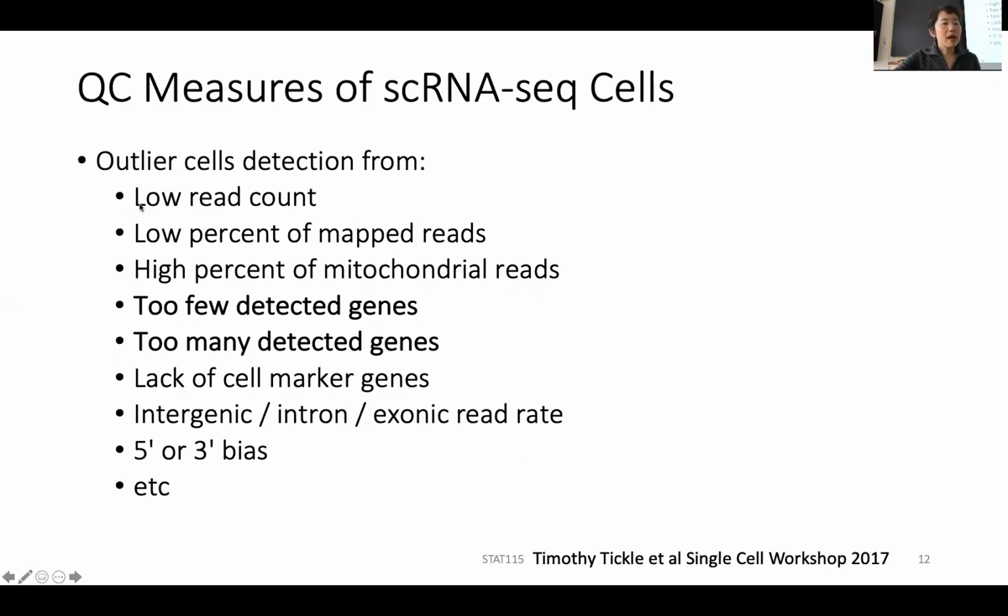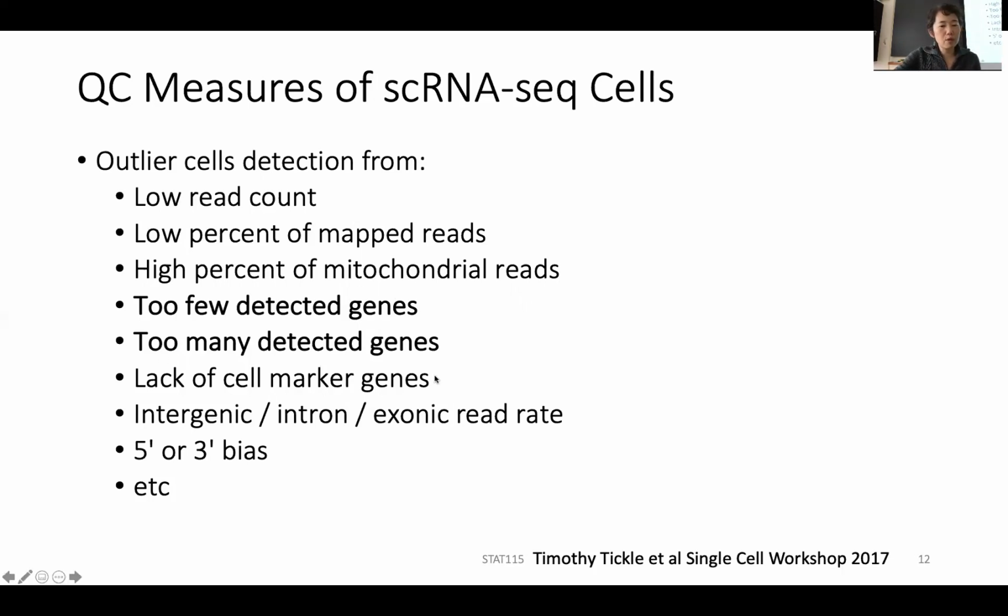For example, if in one droplet you see a cell barcode but a very, very low overall read count, this is usually just not amplified efficiently, or library preparation failed or whatever. Or a very low percentage of mapped reads, or a very high percentage of mitochondrial reads. This usually indicates the cell has died and there is only mitochondrial RNA left.